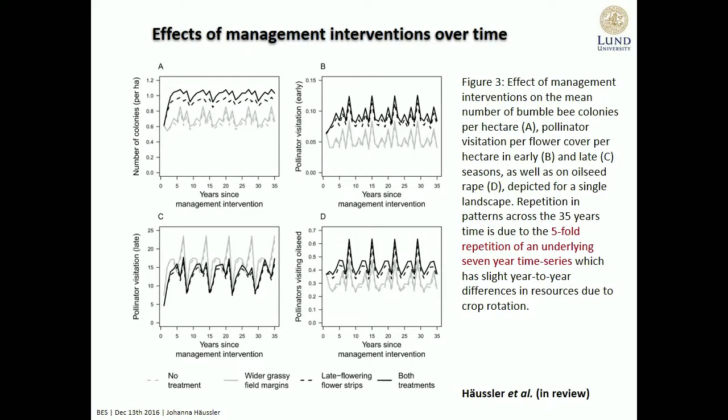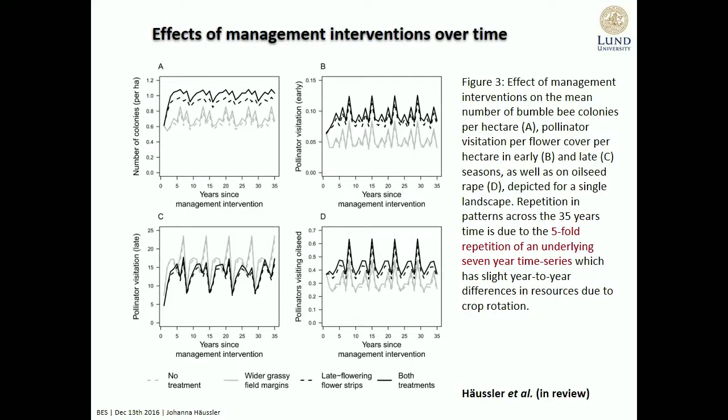So we had 7 consecutive maps of 7 years, 2007 until 2013. So we repeated these land use maps and thereby mimicked crop rotation for 5 cycles. This explains the repeating pattern here. Because we wanted to see the effect over time, and also if there's a time lag in the effect. So you can see here just one exemplary landscape.